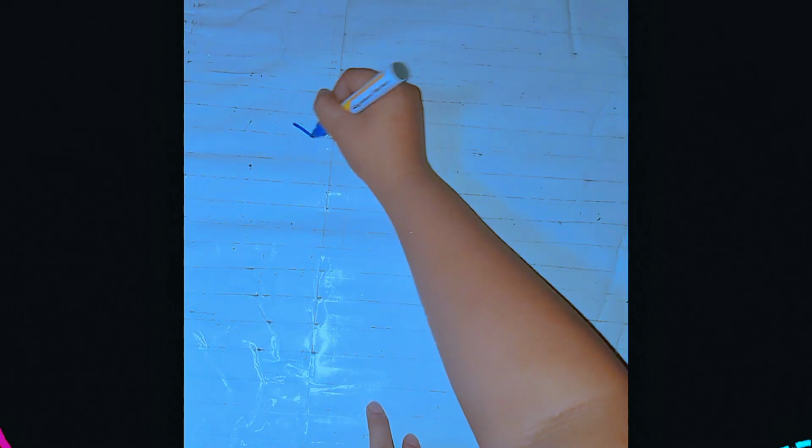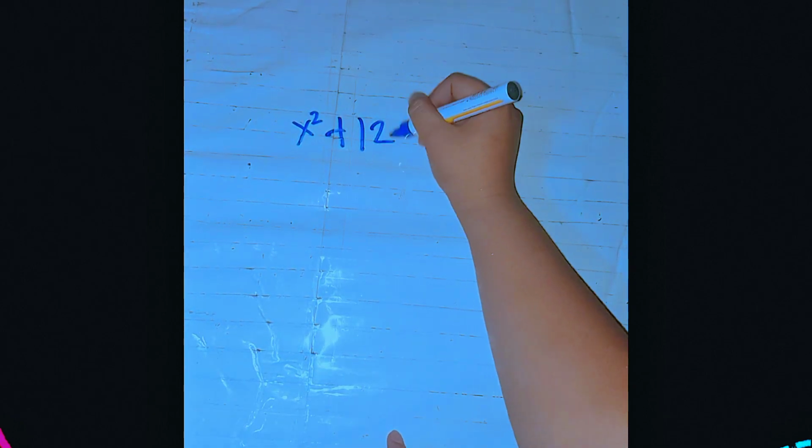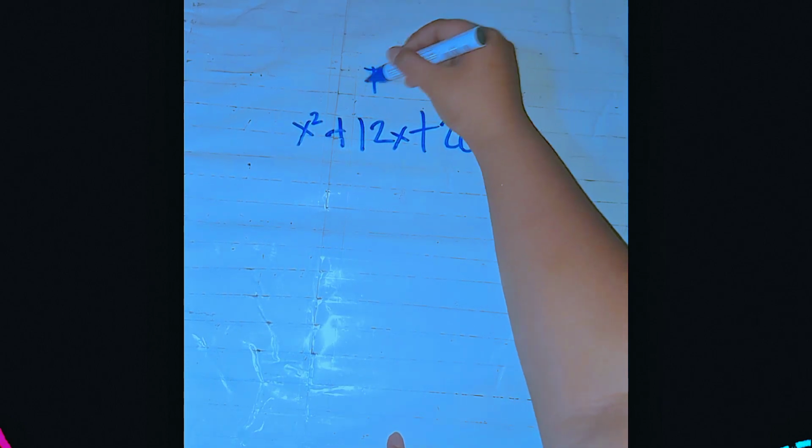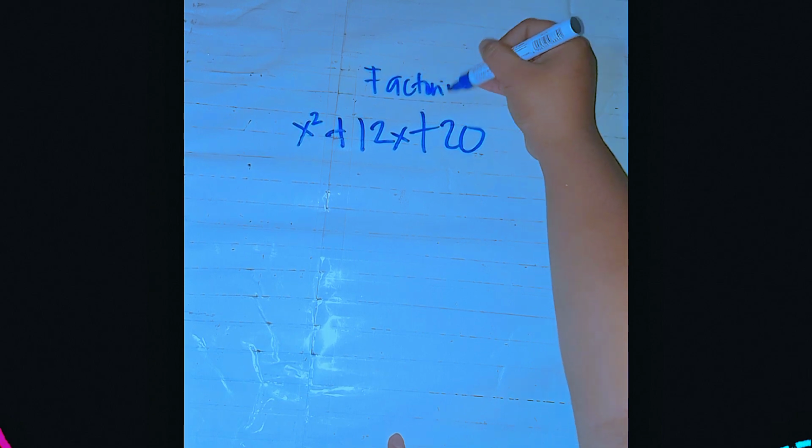In dividing polynomials, we have 3 different solutions. We have factoring, long division, and the last one is synthetic division. So in this first example, let me show you first how to divide using factoring. Let's say we have x squared plus 12x plus 20. We'll use the factoring method in this one.